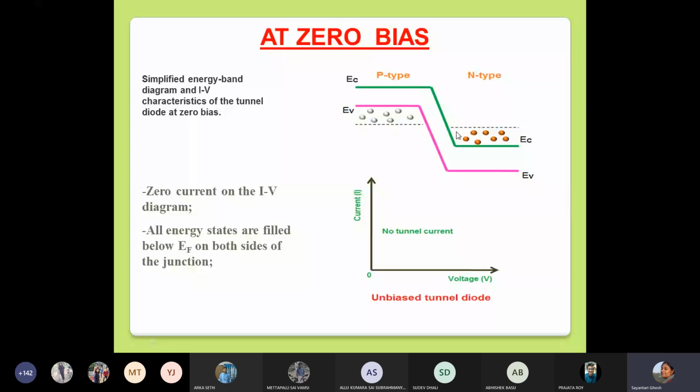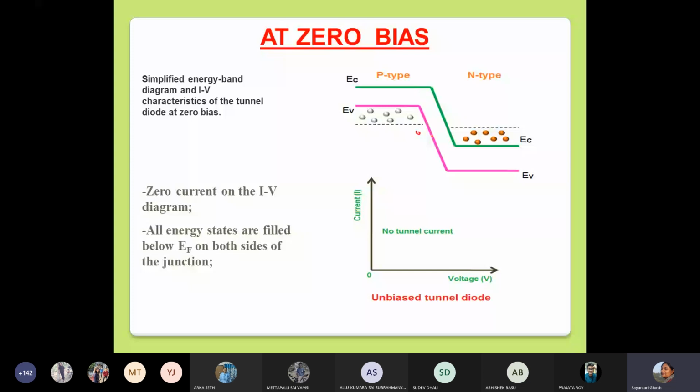If these states are somewhere here, these holes are somewhere here, then the electrons can see them. And due to this affinity, if this potential barrier is really thin, there is a probability of tunneling.